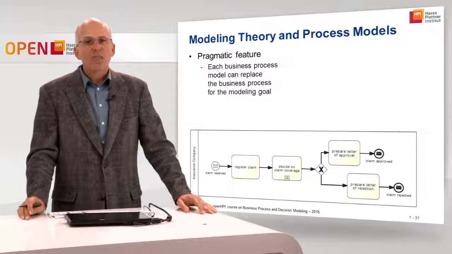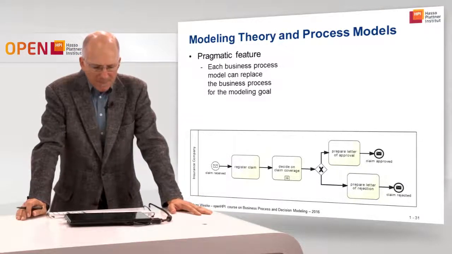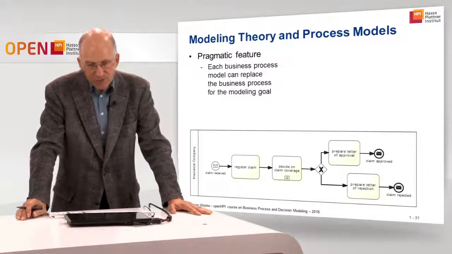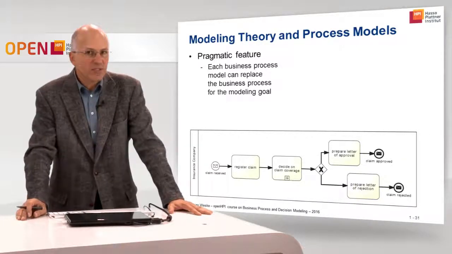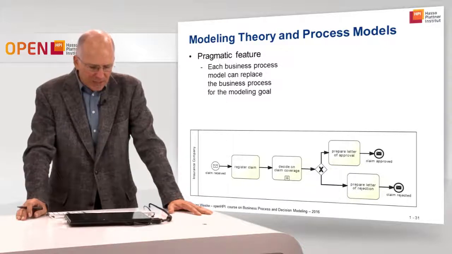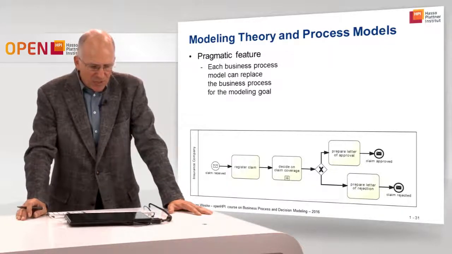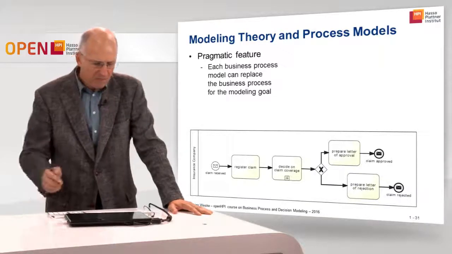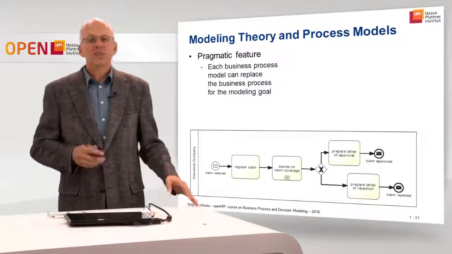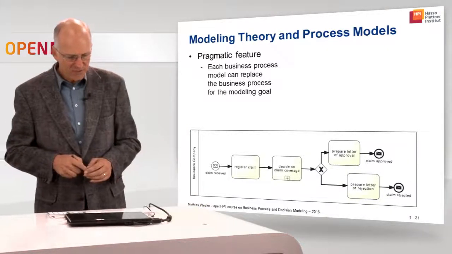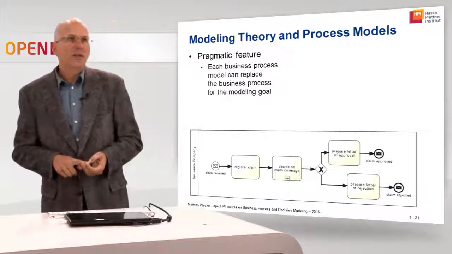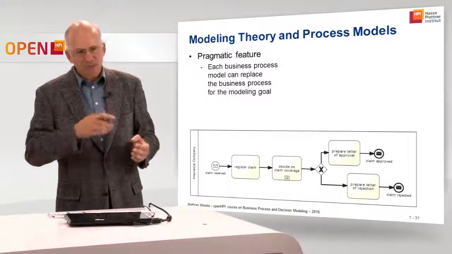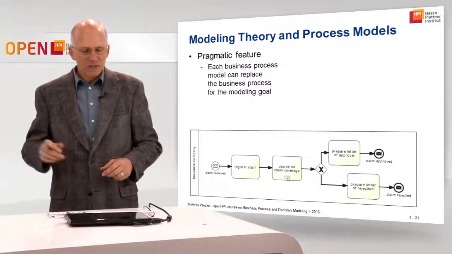We learned that the pragmatic feature is therefore for the model to substitute the original for a particular modeling goal. So each business process model can replace the business process for a particular modeling goal. In our case, the modeling goal was just to understand the main steps of this insurance claim process rather than having a discussion about the process as it happens in the insurance company.